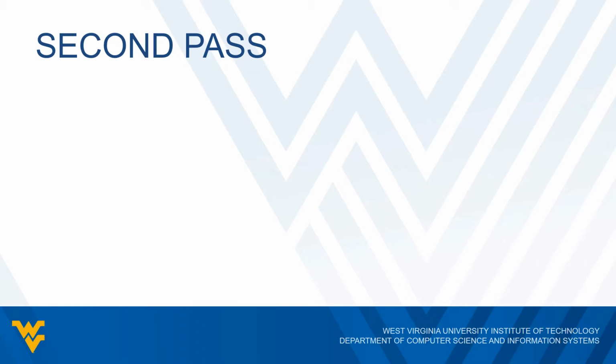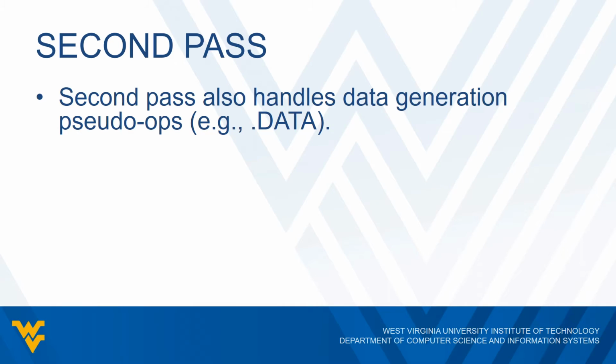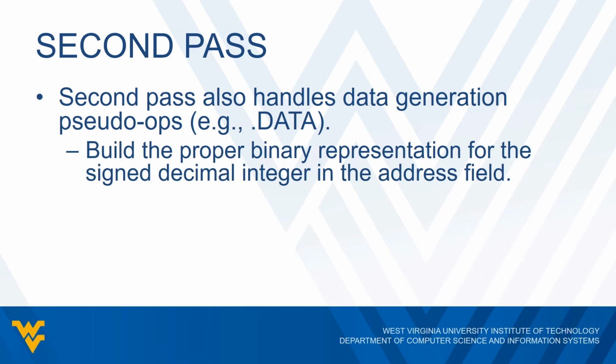The other responsibilities of the second pass are also pretty simple. It needs to be able to handle data generation pseudo-ops. In our case, only the .data pseudo-op would be one of these data generation pseudo-ops. The whole point here is that the .data pseudo-op is going to ask the assembler to build the proper binary representation for the signed decimal integer in the address field. To do this, the assembler must implement the signed magnitude integer representation algorithms that we have already described.